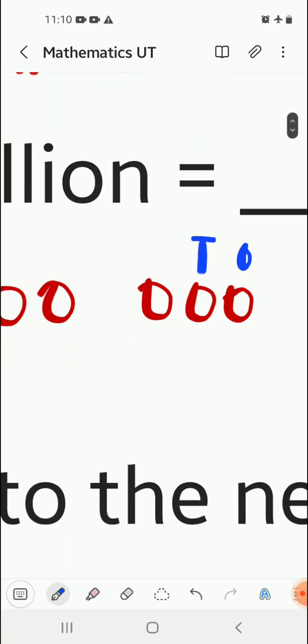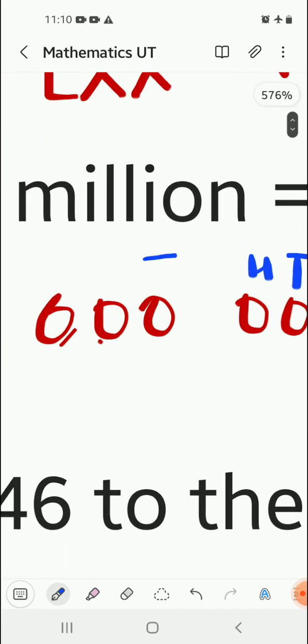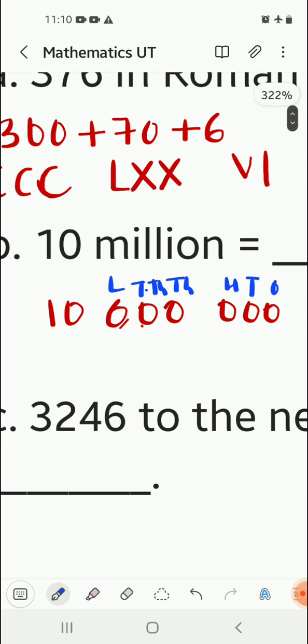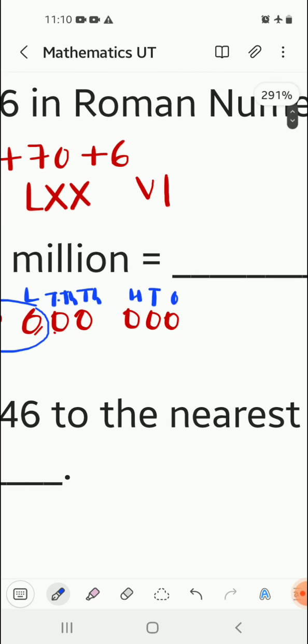ones, tens, hundred, thousand, 10,000, lakh. Basically, till the time we reach the number, we are going to continue. So we are left with 100. So answer will be 100.